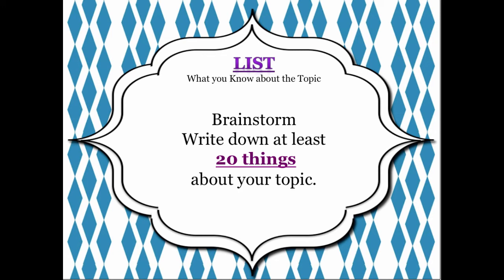So pause the video now and make your list of 20 things. You've got your topic at the top. It's whatever place you're thinking of. And then your list of 20 things need to be about that place, describing it specifically. Reasons why it's special. Pause now.